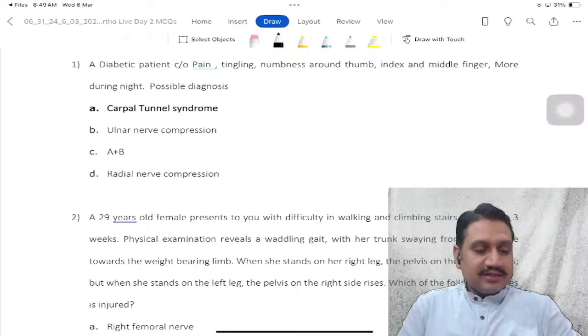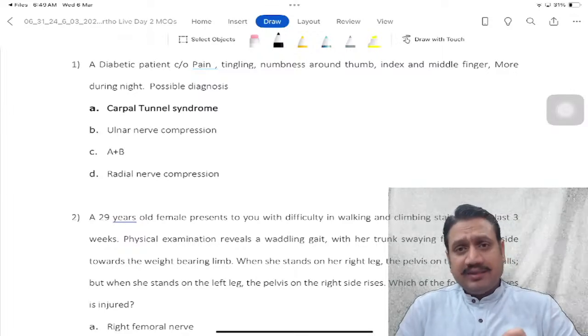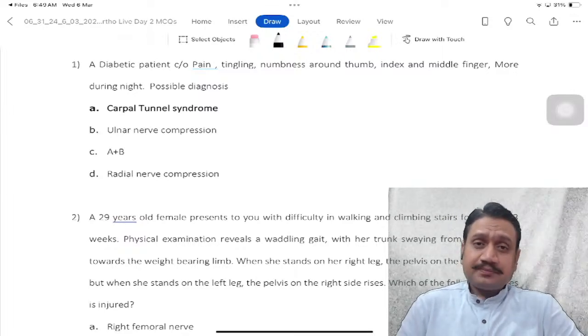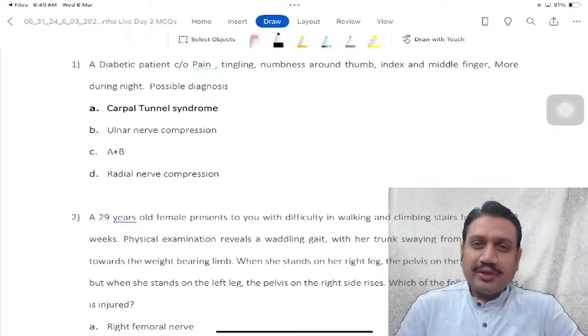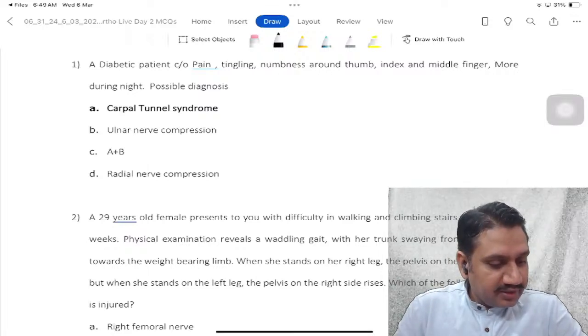So today I'll discuss with you the rest of the questions for day two, the questions which are coming from the remaining trauma part, or maybe the bone tumors, the infection, the joint disorders, the complications, and so on.